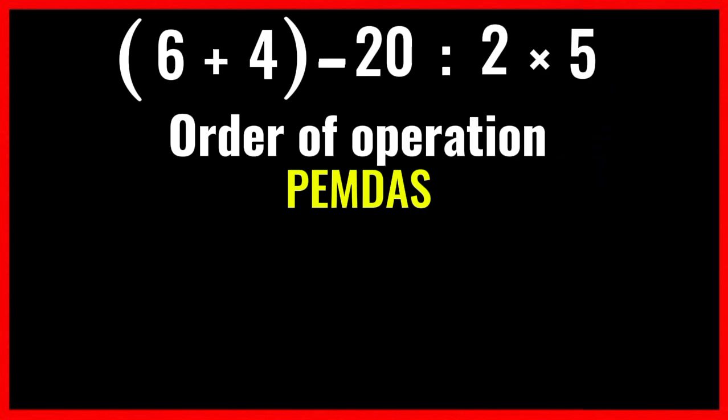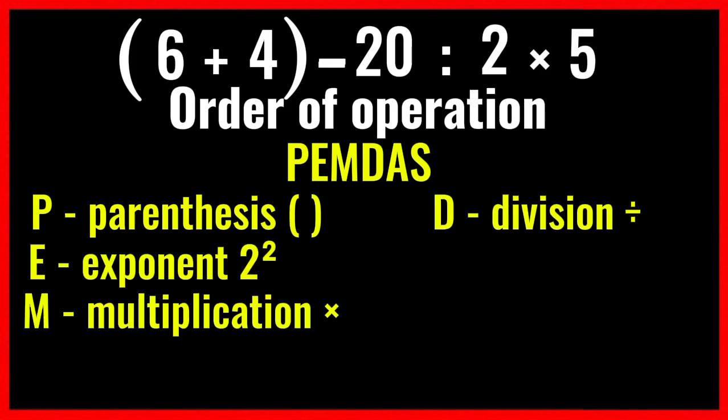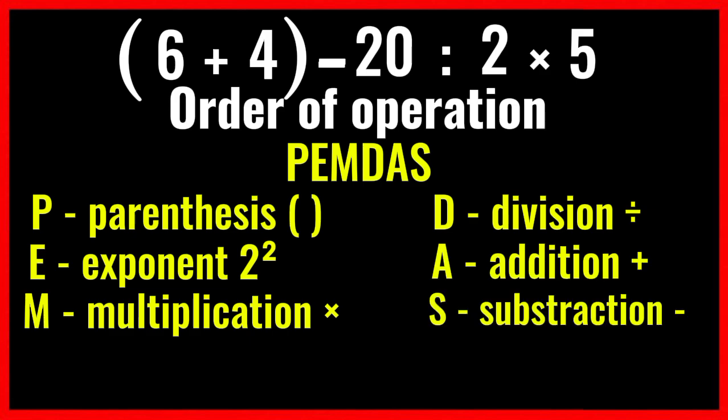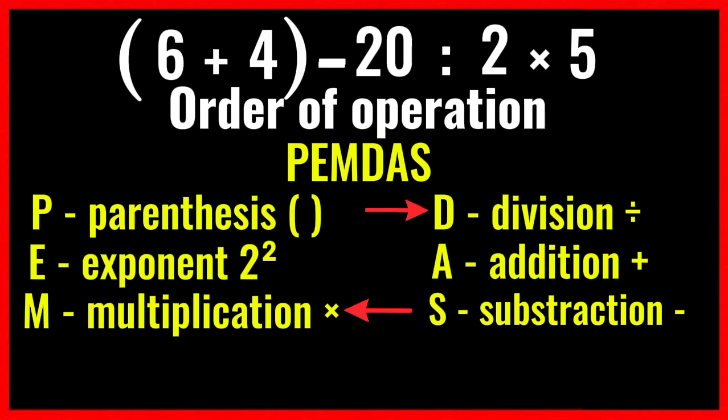PEMDAS stands for: P means parentheses, E means exponents, M means multiplication, D means division, A means addition, S means subtraction. One thing many people don't know is that multiplication and division have the same priority. You do whichever comes first from left to right. The same rule applies to addition and subtraction.